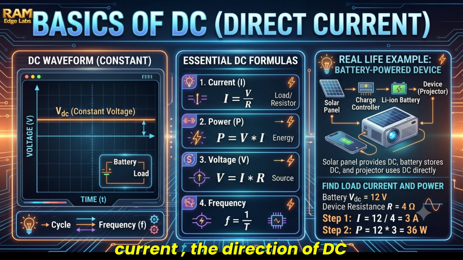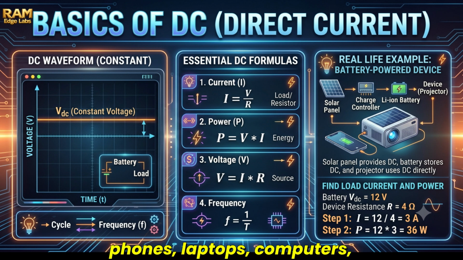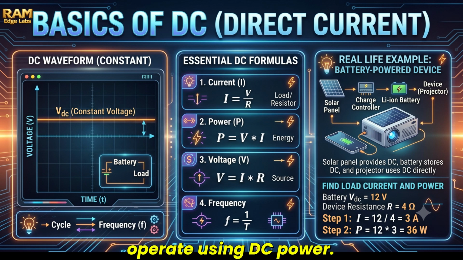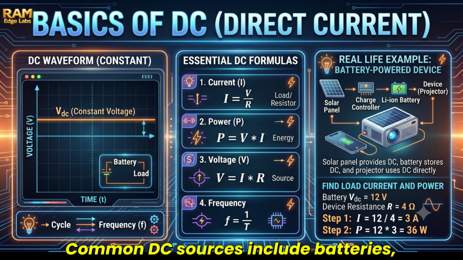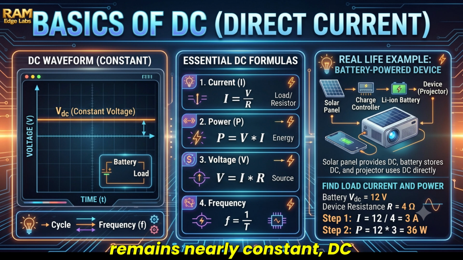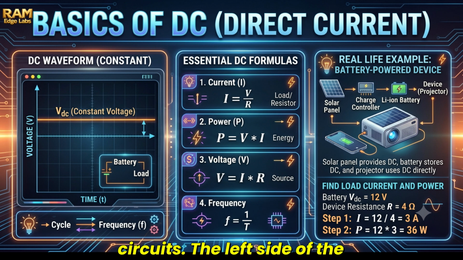Unlike alternating current, AC, the direction of DC does not change with time. Most electronic devices, such as mobile phones, laptops, computers, LED lights, calculators, toys, cameras, and battery-powered equipment, operate using DC power. Common DC sources include batteries, solar panels, DC power supplies, and fuel cells. Since the voltage remains nearly constant, DC provides a stable and reliable source of electrical energy for electronic circuits.